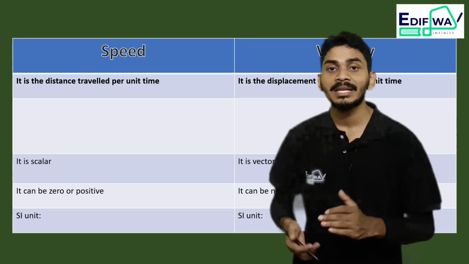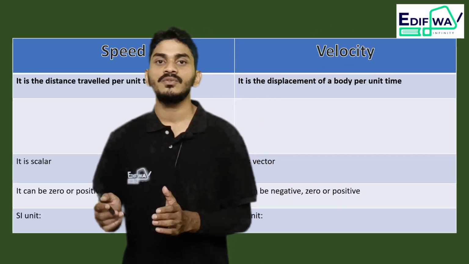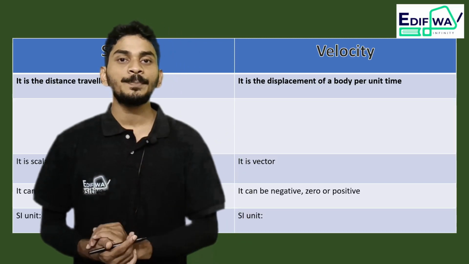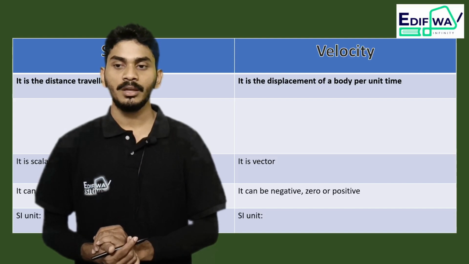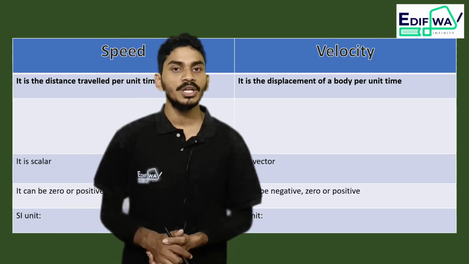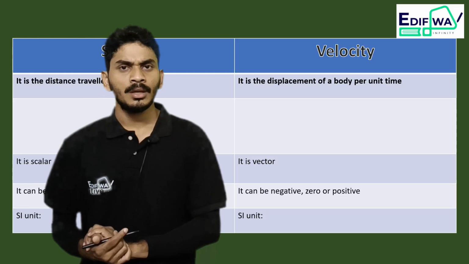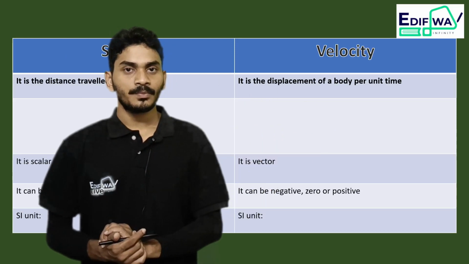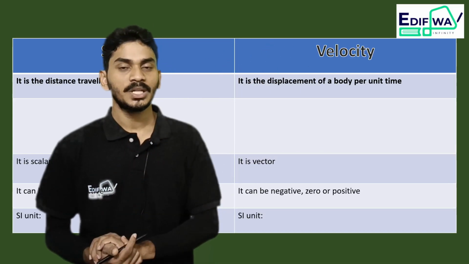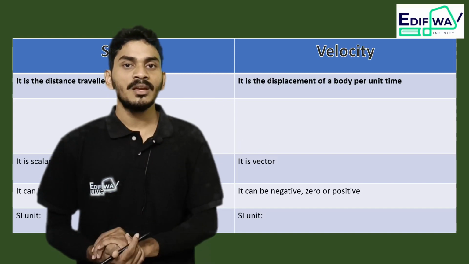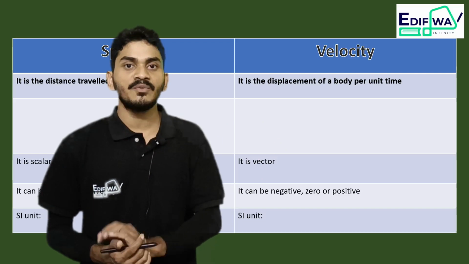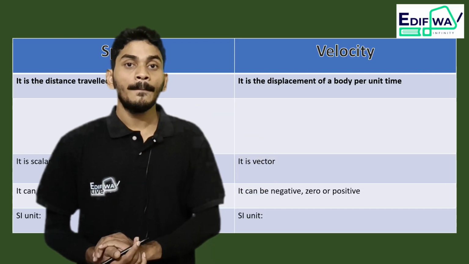Now, let's have a comparative learning about speed and velocity. What is meant by speed? Speed is the distance per unit time, whereas velocity is the displacement of a body per unit time. It is very simple to remember because speed is a scalar quantity. Distance is also a scalar quantity, so speed is distance by time. Whereas velocity is a vector quantity and displacement is also a vector quantity, so velocity is the displacement of a body per unit time.